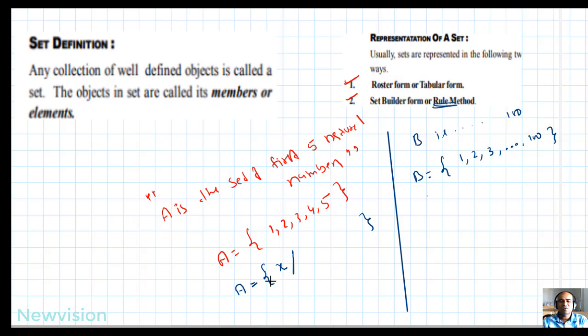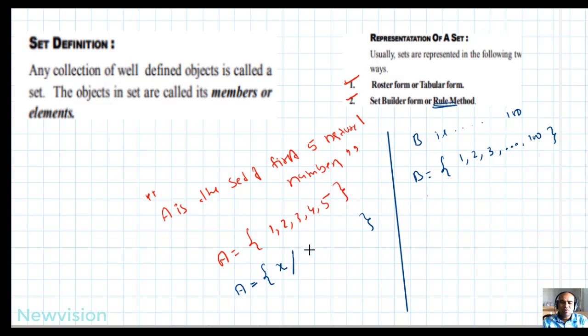So this is a set builder form. In this space you want to write a rule satisfied by X. What is X here? X is a natural number, that too less than or equal to 5. So X is a natural number which is lesser than or equal to 5, means X may be 1, 2, 3, 4, 5.